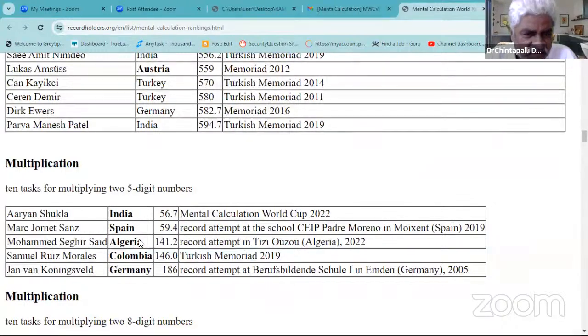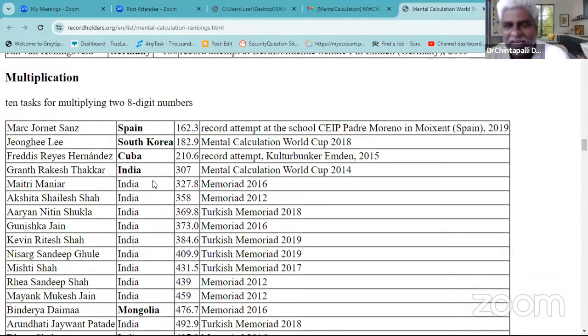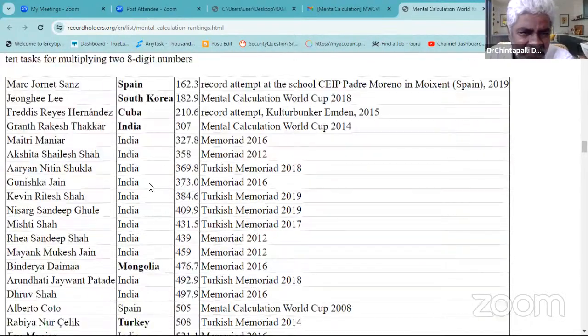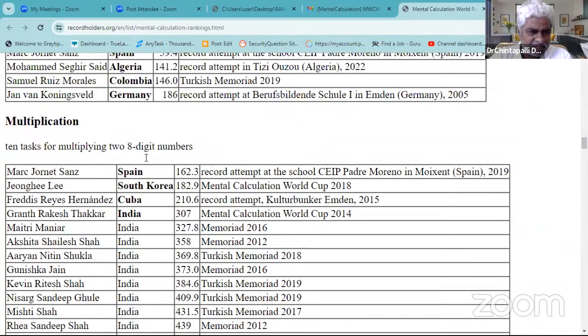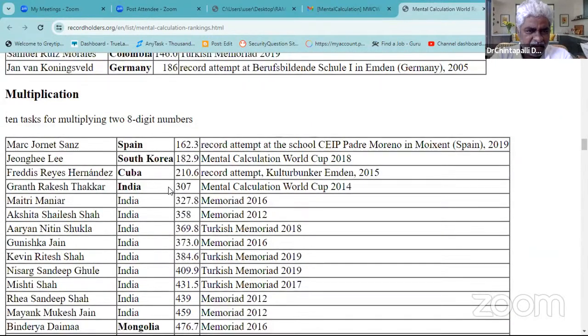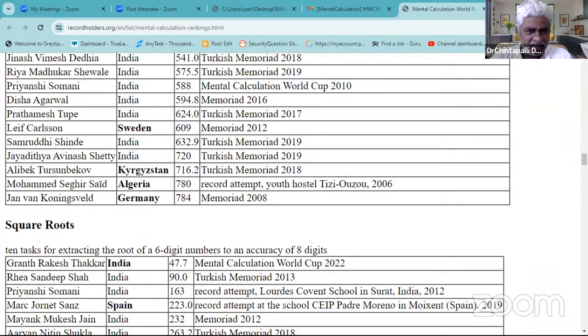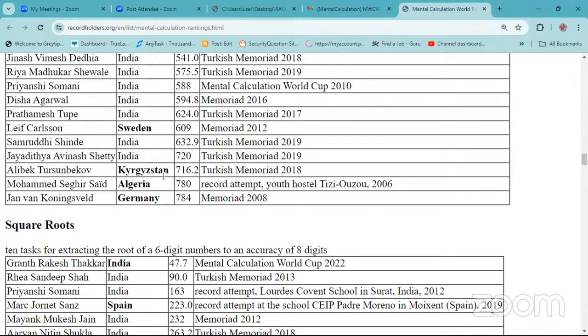India, Spain, Algeria, Colombia, Germany. Indians have much contribution in it. It is proud to say many Indians participated. Indians need to compete with Indians only in this competition. Overall champion is the Indian only, Aryan Shukla. And Spain, India, Mongolia, Turkey, Sweden, Kyrgyzstan. I see no contribution from Pakistan also.